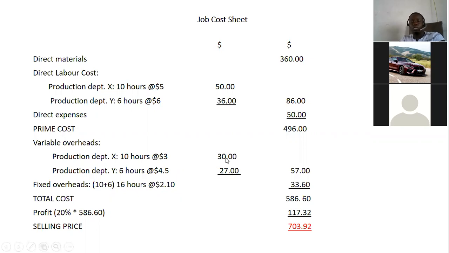From there, we sum up these two: the cost for production department X and then that of production department Y. When that is done, we get $57. So that is it for the variable overheads. Now, we will have to calculate for the fixed overheads. Let's move back to the question again.